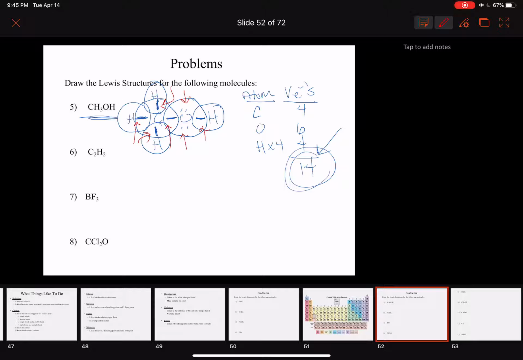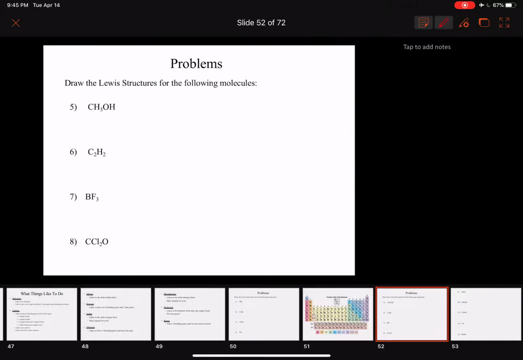Okay, moving on to C2H2. So who likes to bond to who here? Carbon likes to bond to carbon. So we'll just go ahead and make carbon bond to carbon there. Now we only have 2 hydrogens. So let's just go ahead and put 1 hydrogen on each side because again, nature likes symmetry.